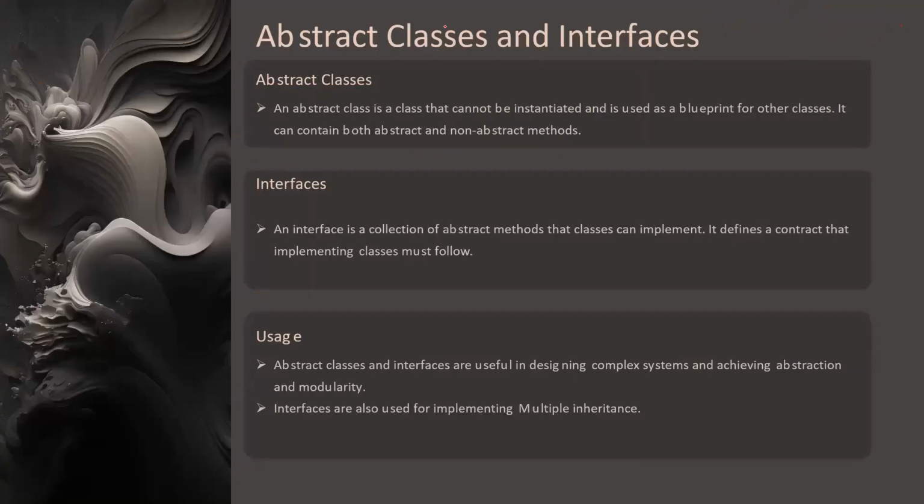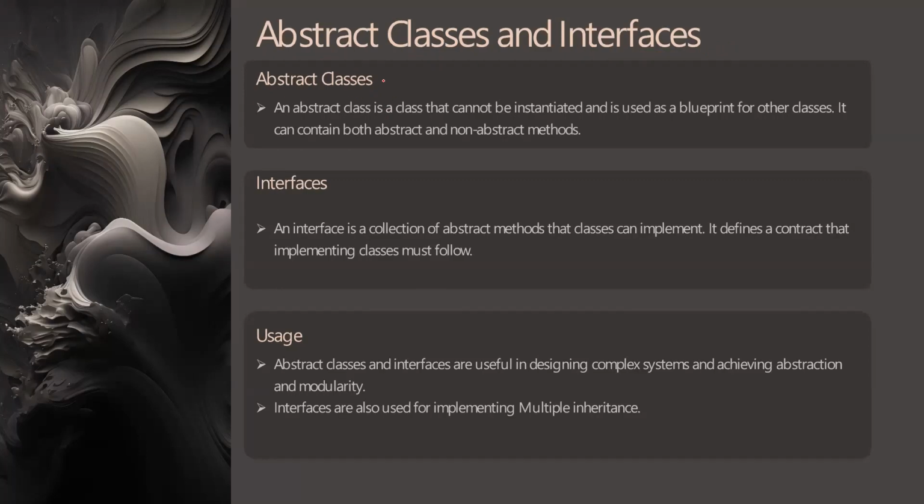So the very, very important topic is abstract classes as well as your interfaces. Both may look similar, but the point is each has some separate features. Okay, so now what is an abstract class? An abstract class is a class that cannot be instantiated, right? Nothing but you can't create the object directly for this abstract class. Rather, you can share the memory of the derived class. I'll show you how with an example, and it is used as a blueprint for other classes.